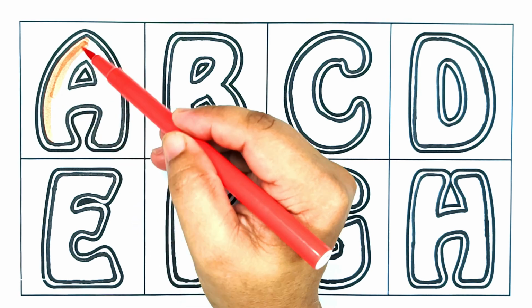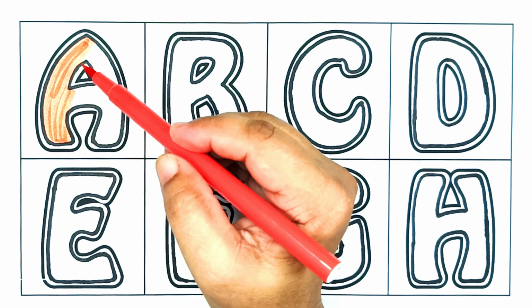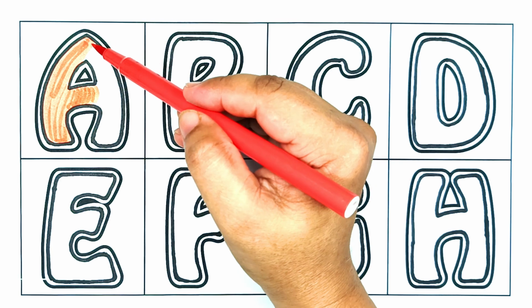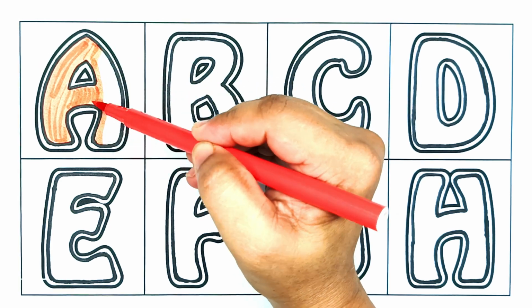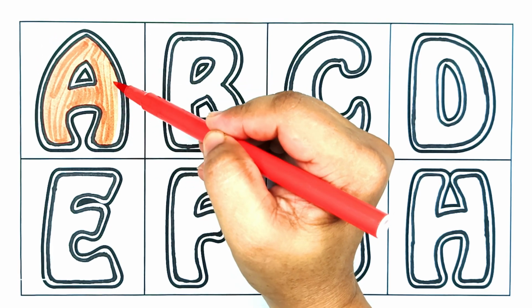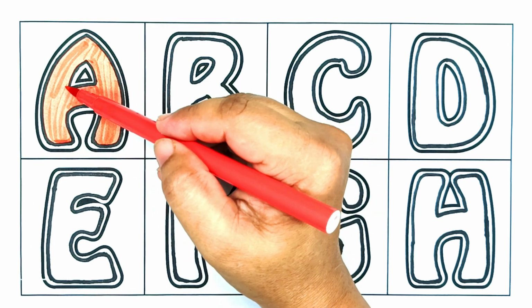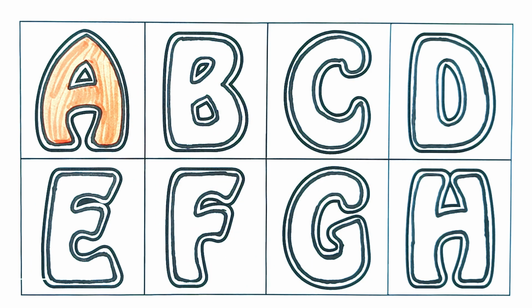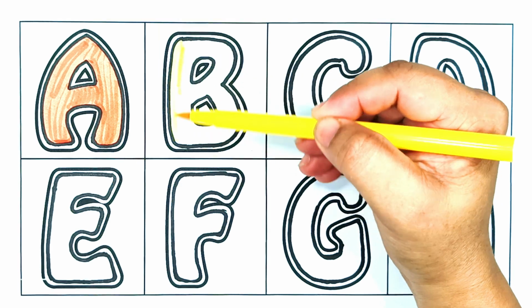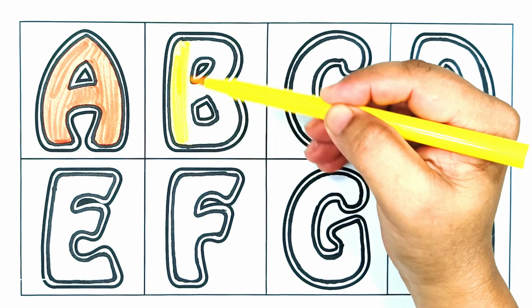Red color. A is for alligator. A for apple, adorable apple picking adventure. A is for apple. Yellow color. B is for ball.